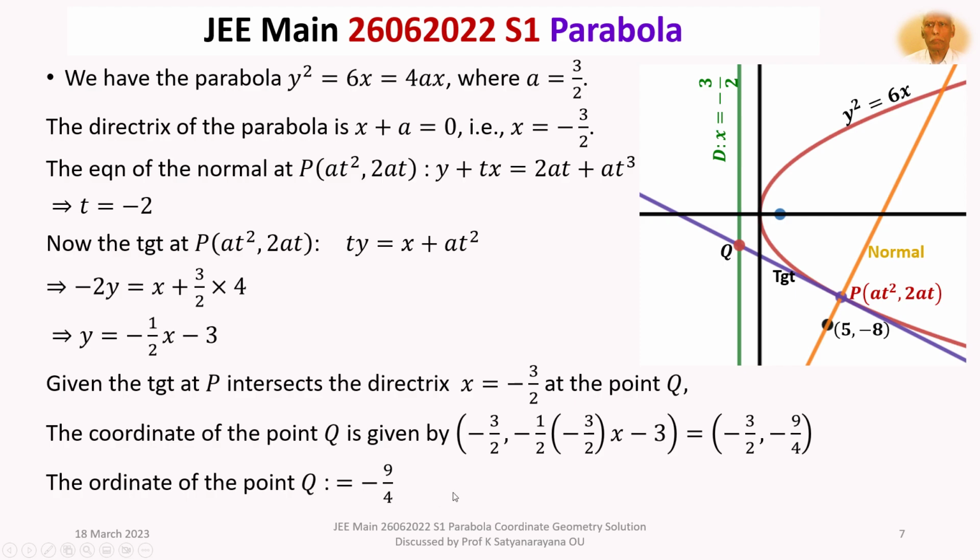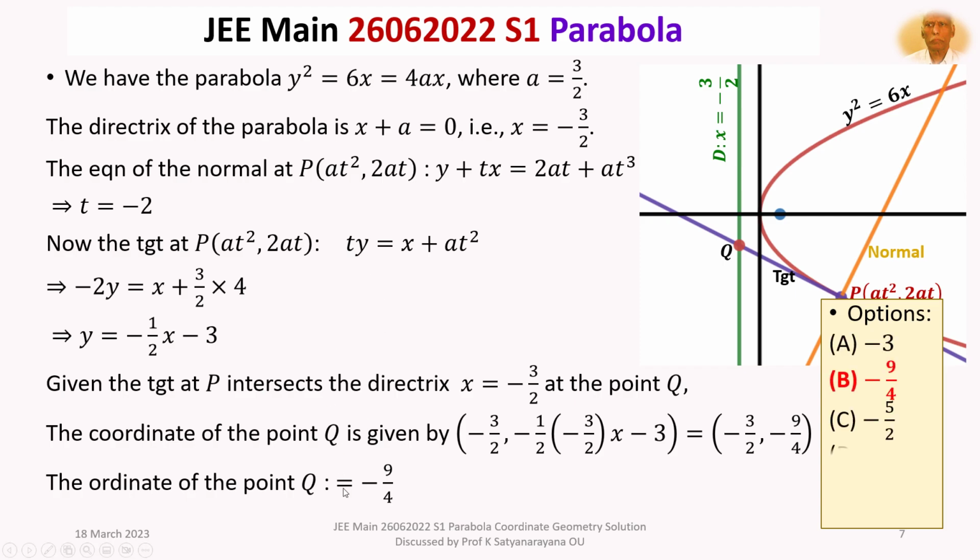That's your answer. Let's look at our options. Our answer, the ordinate of the point Q is minus 9 by 4, appears again as option B. Therefore, the answer to this question is option B. So, that is the detailed discussion of the solution of the problem from the coordinate geometry, which is based on the concepts of tangent and normal to the parabola at a given point.